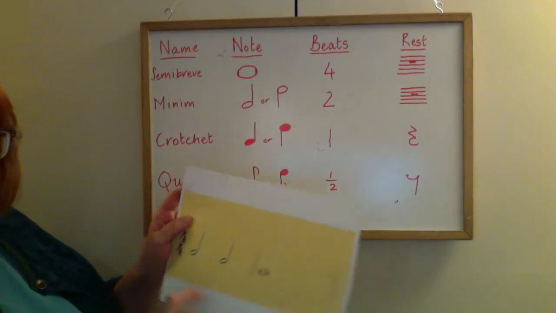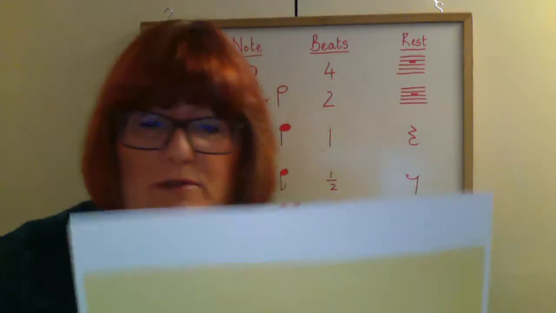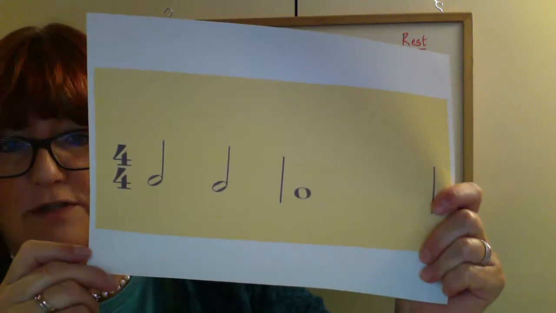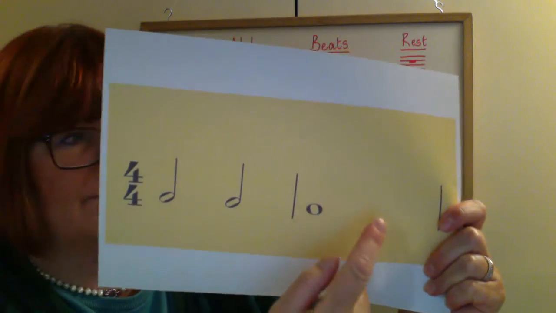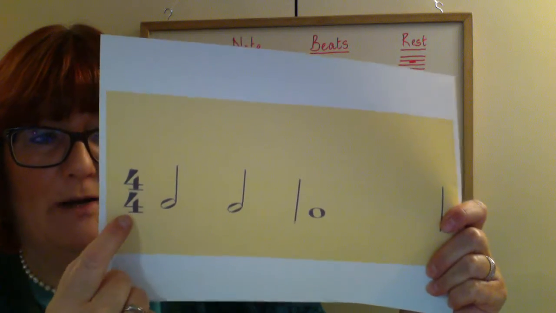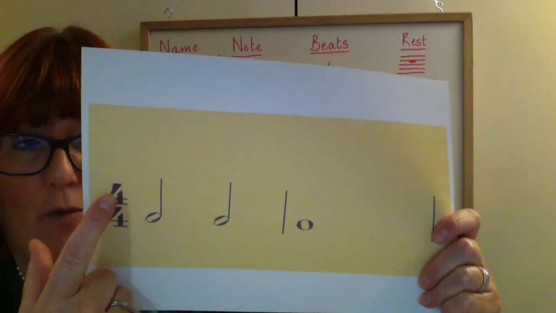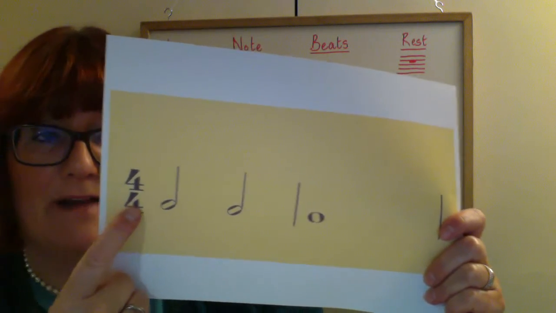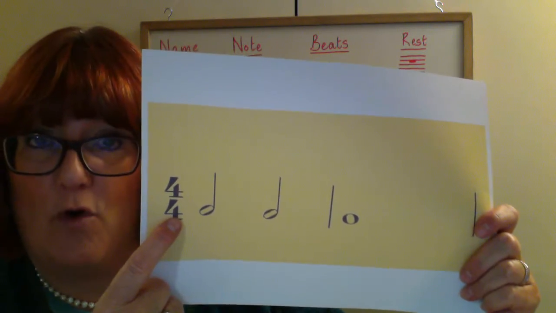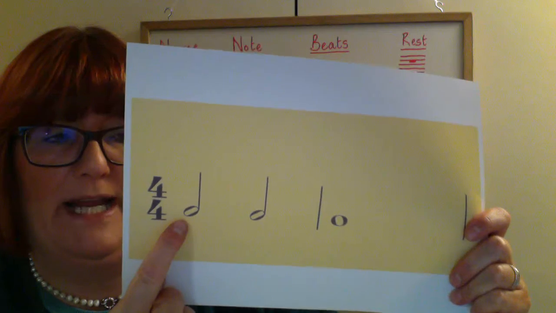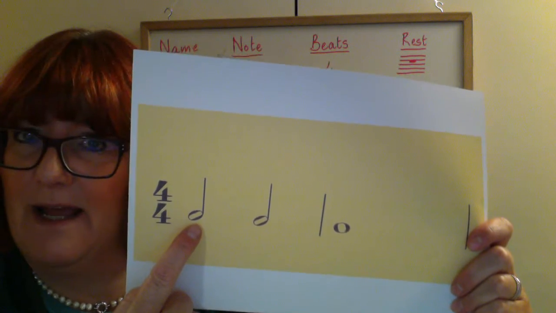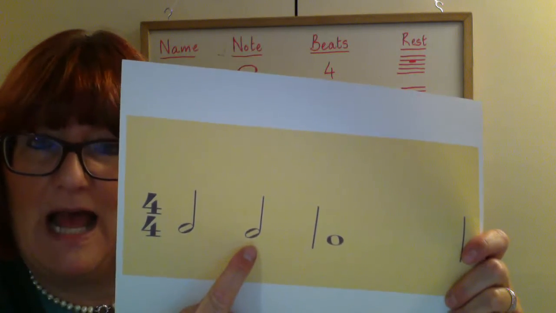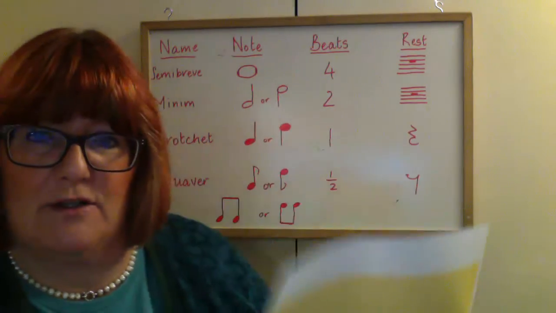So I'm going to come in front of the board, and I'm going to start with this one. Now, we've got 4 beats in the bar, which tells us that we've got 4 crotchets worth of time in the bar. That means it needs to add up to the same as 4 crotchets. So what have we got here? What did you say? A minim, that's right. And what do we have here? Another minim.